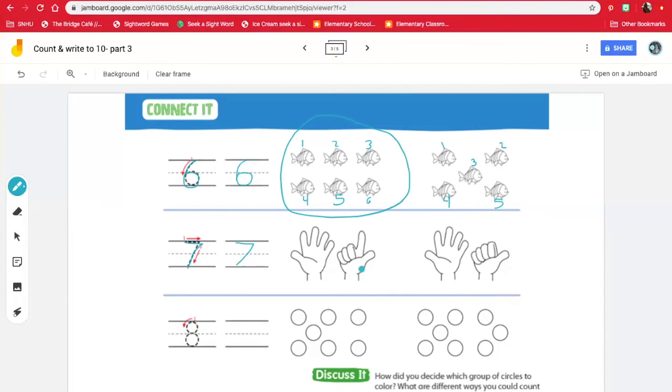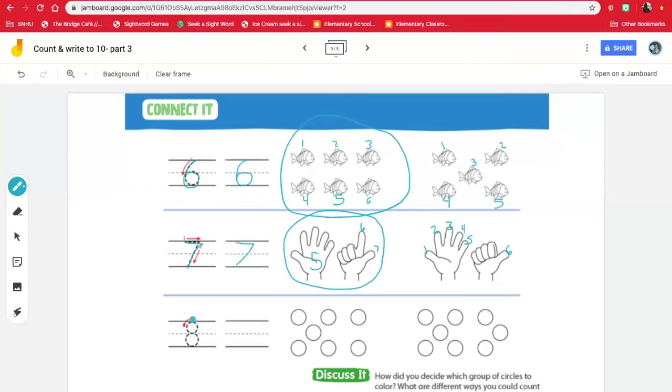Now we need to figure out how many fingers are up to show 7. Let's start over here. I see 1, 2, 3, 4, 5, and 6. That one does not show 7. Here I see 5, and I know because there's 5 fingers on a hand, and we have 6, 7. Does that show 7? Yes, it does.